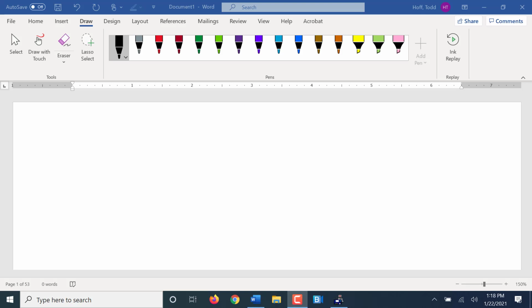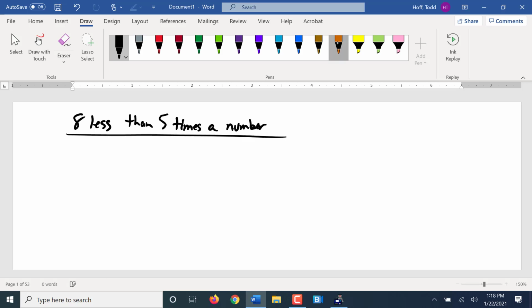Okay, so a little bit of review of what we've been doing. We've worked on expressing things with algebraic expressions. So if I give you something like 8 less than 5 times a number. If I use x as my missing number, how am I going to express that?